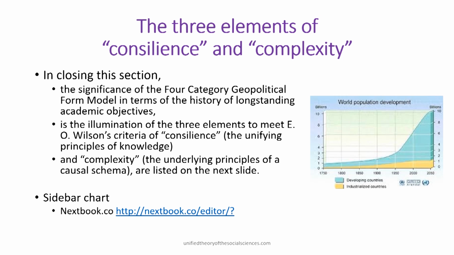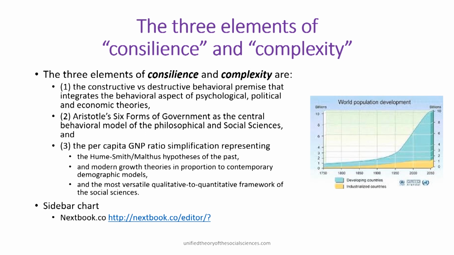In closing this section, the significance of the four-category geopolitical form model in terms of the history of long-standing objectives is the illumination of three elements to meet E.O. Wilson's criteria of consilience, the unifying principle of knowledge, and complexity, the underlying principles of a causal schema that are listed in the next slide.